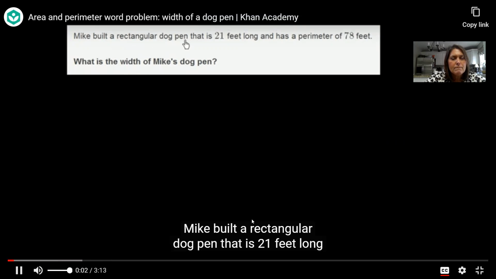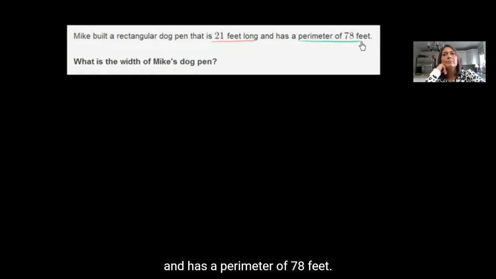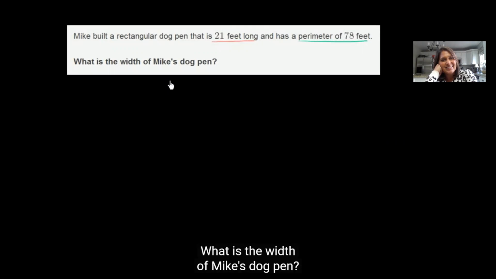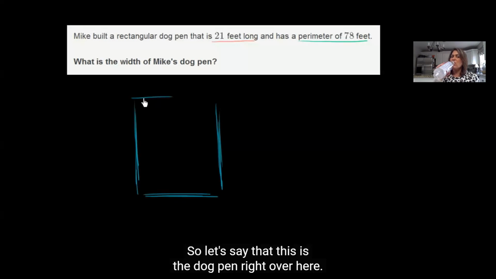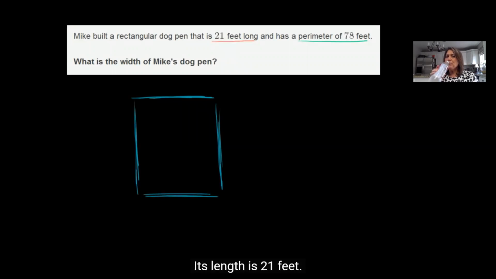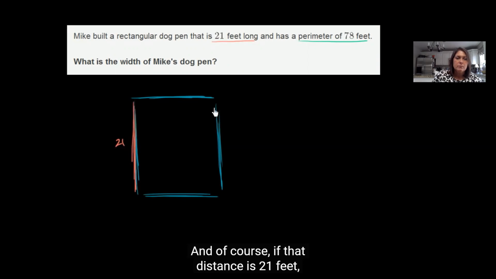Mike built a rectangular dog pen that is 21 feet long and has a perimeter of 78 feet. What is the width of Mike's dog pen? So let's draw what it might look like. So it might look something like this. Do my best to draw a rectangular potential dog pen. So let's say that this is the dog pen right over here. And they give us its length. Its length is 21 feet. So this distance right over here is 21 feet. And of course, if that distance is 21 feet, this distance is also going to be 21 feet.